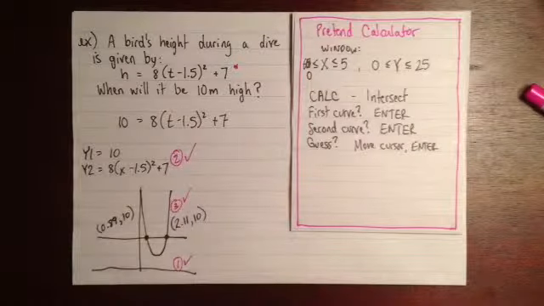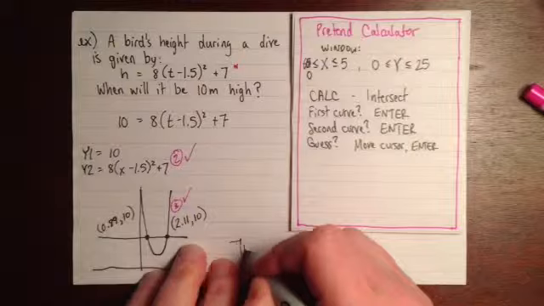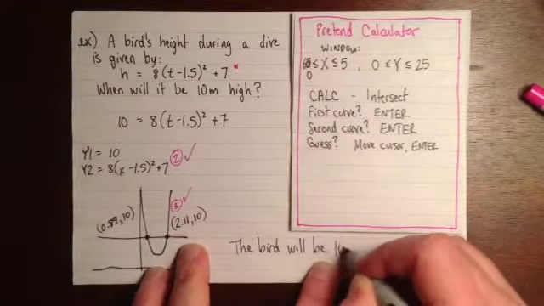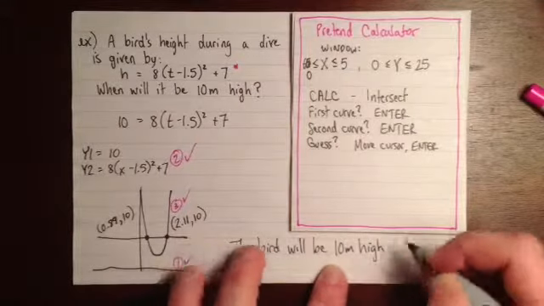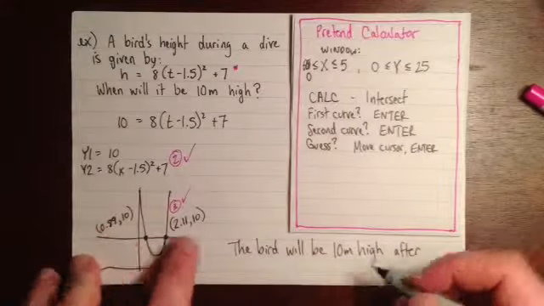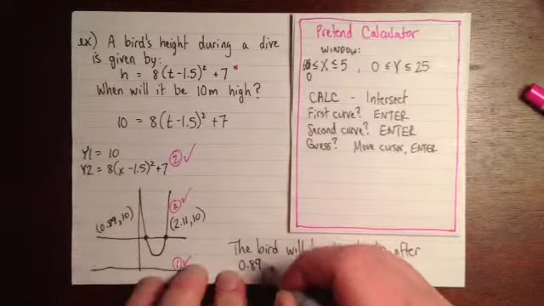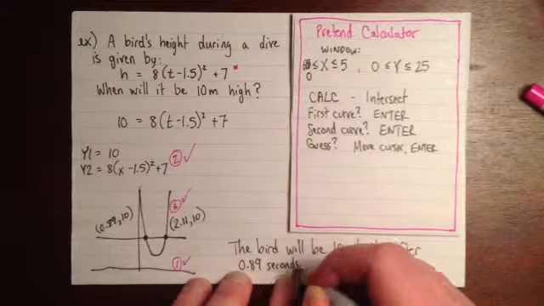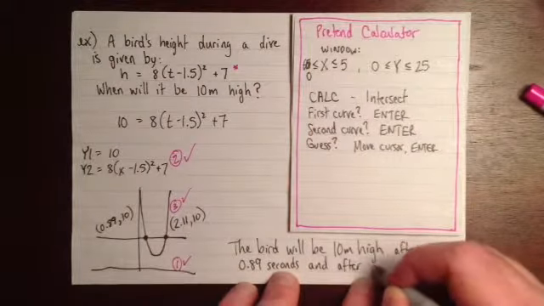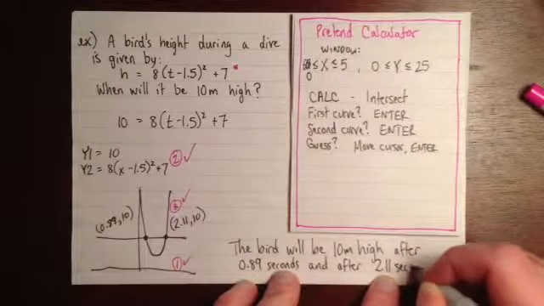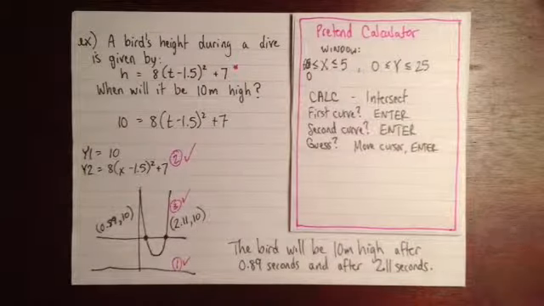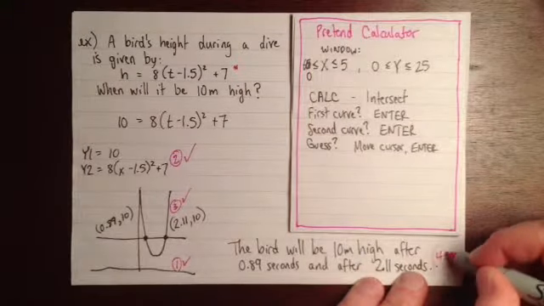So we'll just write a sentence. The bird will be 10 meters high twice, 0.89 seconds and after 2.11 seconds. Okay, so there's the fourth thing we need for a graphical solution.